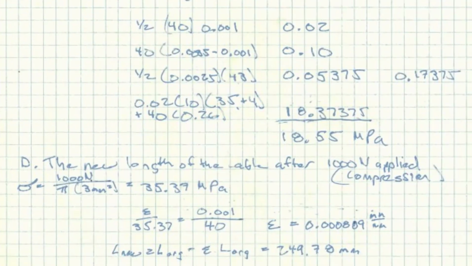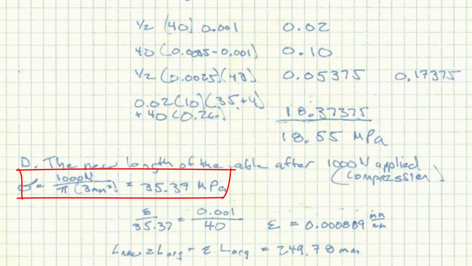The last thing we want to calculate for this sample is what is the length of this cable or sample when 1,000 newtons is applied, in this case in compression. So the first thing we want to do is calculate what kind of stress this sample is under. We're going to use the formula of normal stress, which is the force over the area, and we have a 3 millimeter radius. So it's 1,000 newtons divided by pi times 3 millimeters squared, and we get a stress of 35.37 megapascals.